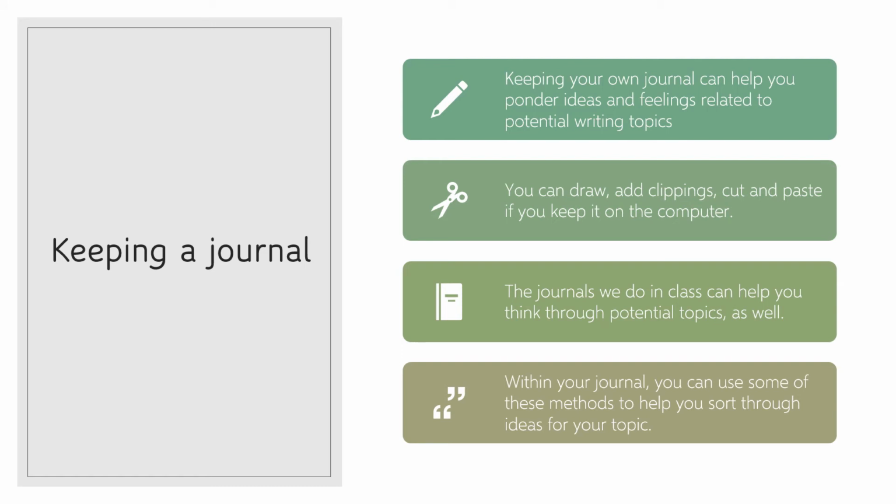Keeping a journal. I think this is the last slide that I went into depth about, and I'll talk about the other different kinds of brainstorming more on the last slide. So keeping a writing journal or any kind of journal can help you ponder ideas and feelings related to potential writing topics. In fact, keeping a writing journal could help you with topics for the rest of the semester and for English 1302 if that's the path that you're taking, and for any other courses that require papers.